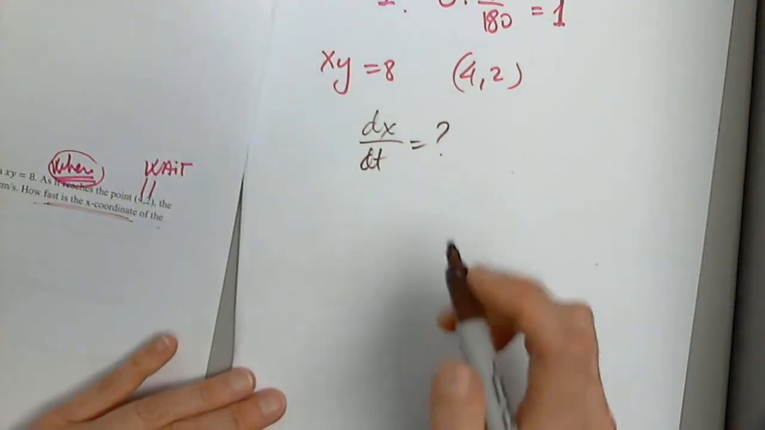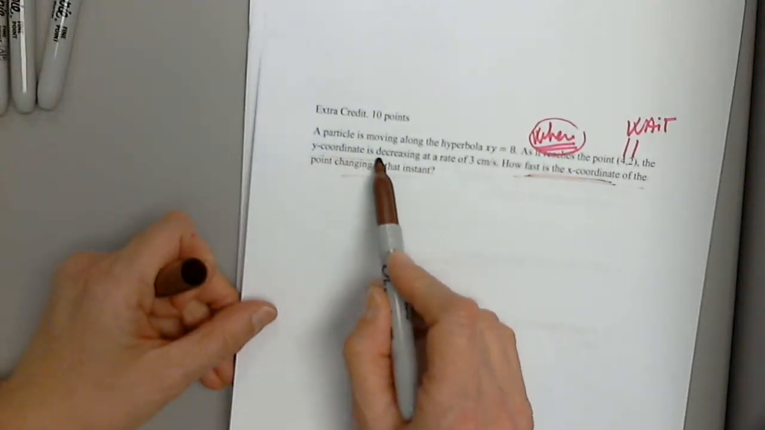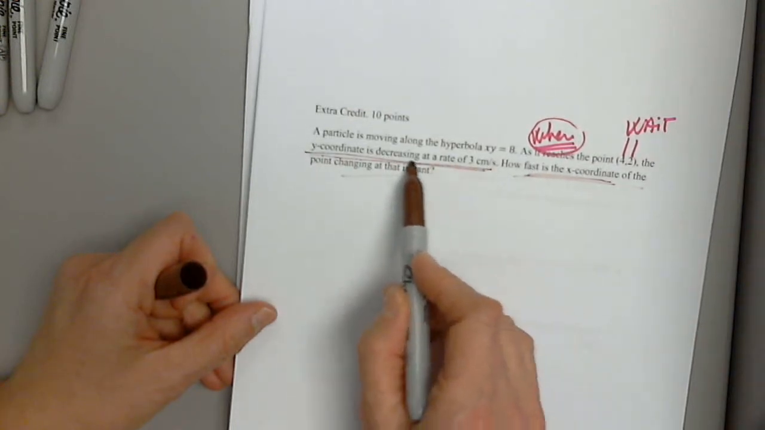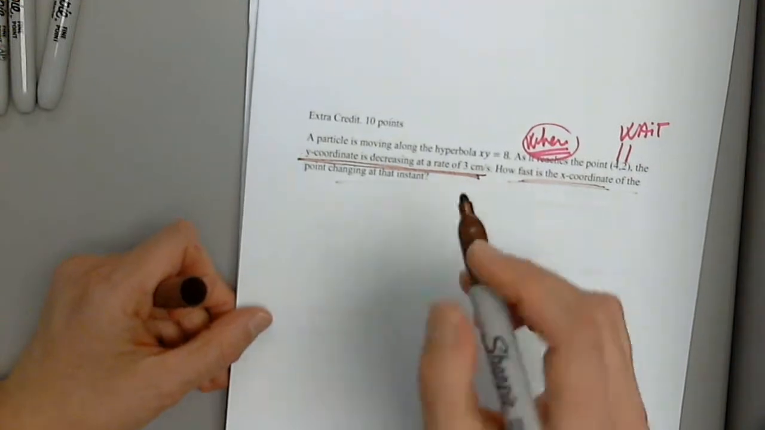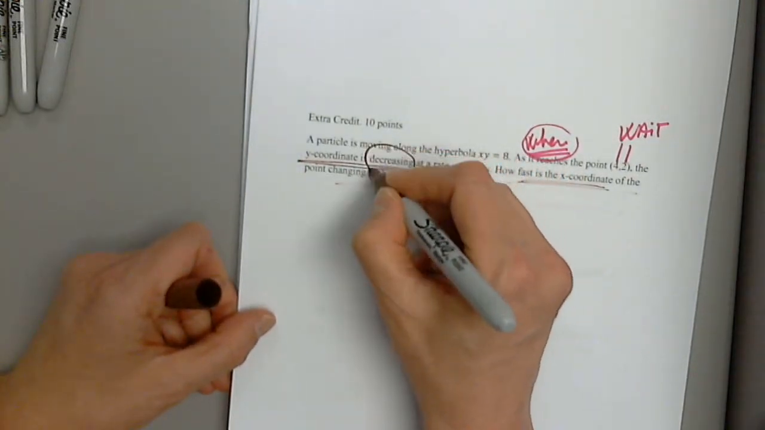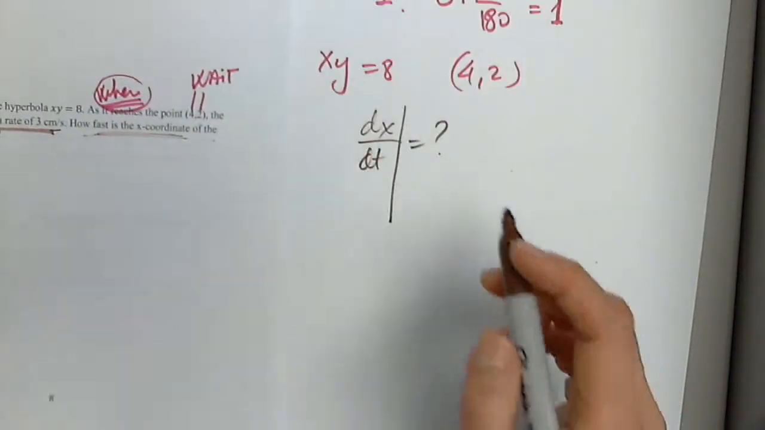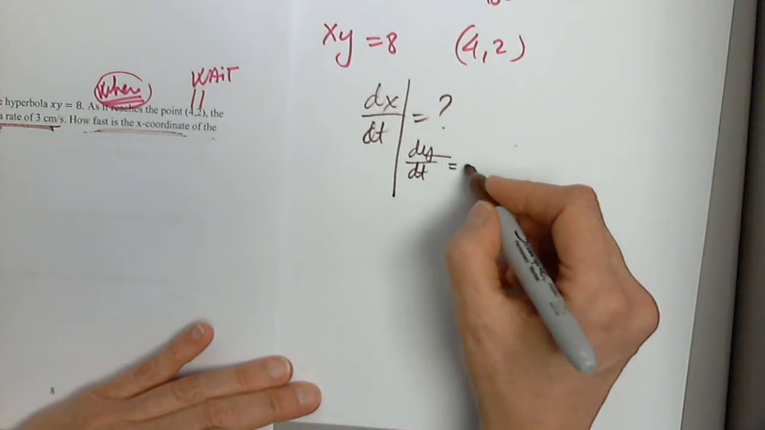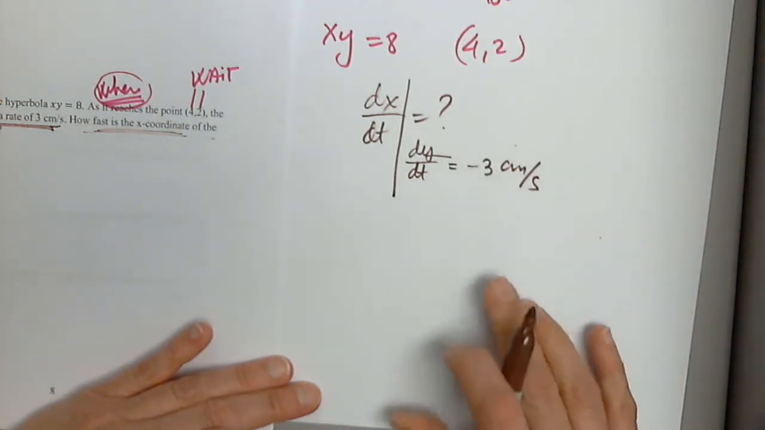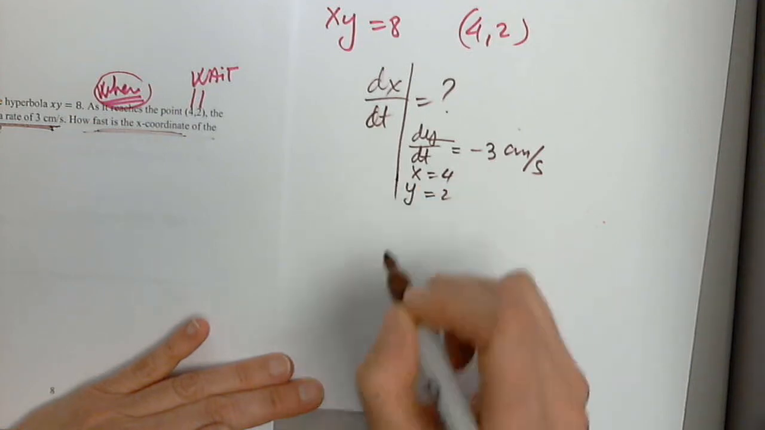Given this, what is this piece? What does this piece mean? Oh, dy over dt. But also remember, the key word here is "when". So what is the rate when I write dy over dt? Yes, negative 3 centimeters per second when x is 4 and y is 2.